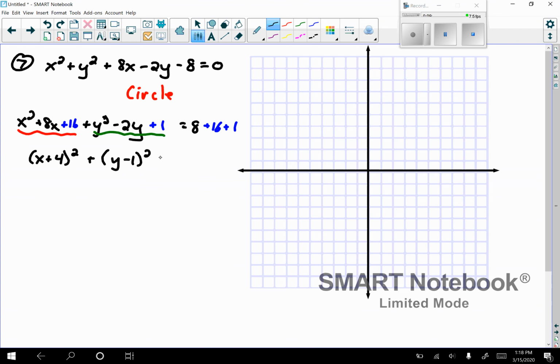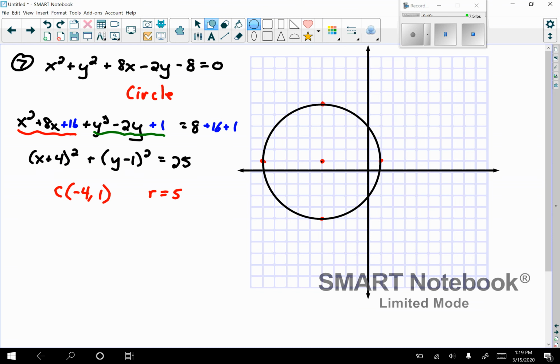8 plus 16 is 24, plus 1 will give me a 25, so this is HK form. My center is a -4, positive 1, radius is a 5. There's our points for our circle, drawing this in. And there's number 7.